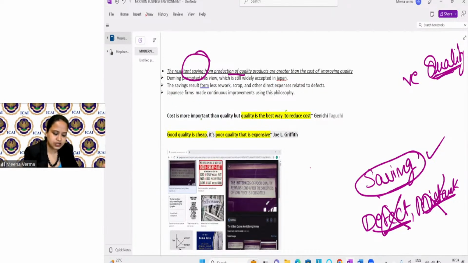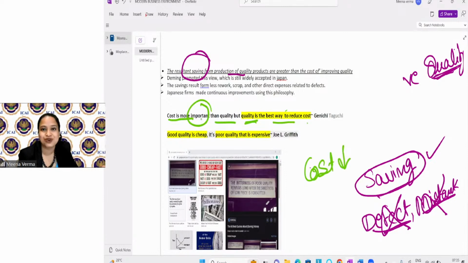So the first point written here is, cost is more important than quality, right? But quality is the best way to reduce the cost. We want to focus on cost, right? We want to always reduce the cost. But they are saying you can reduce the cost if you produce a quality product. This is what's written here.